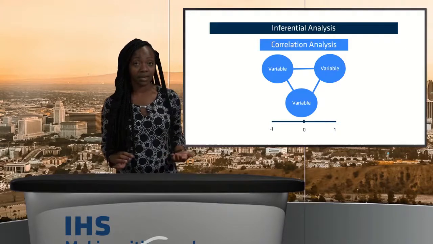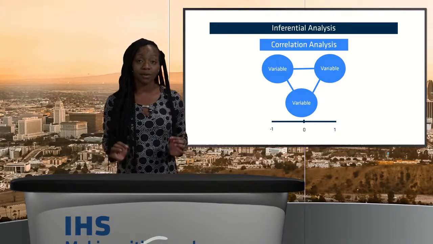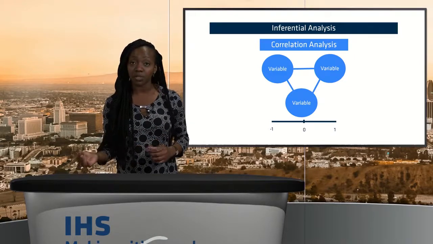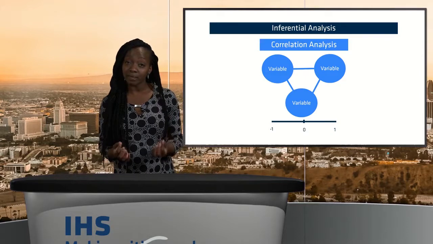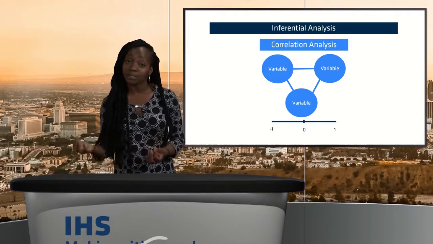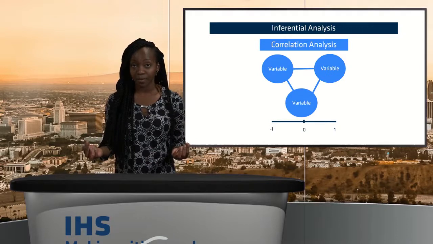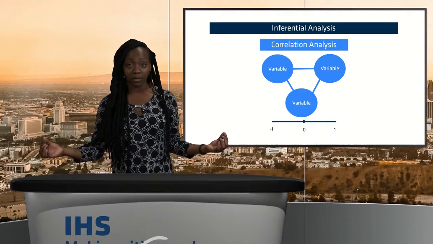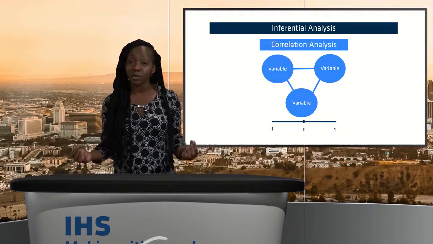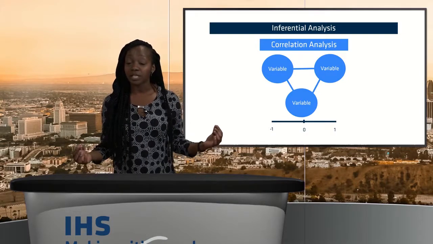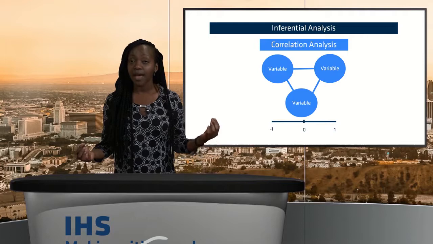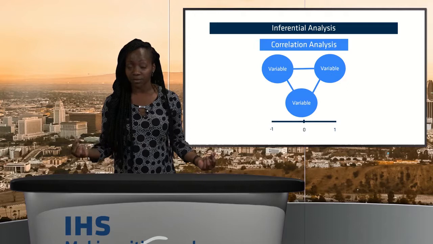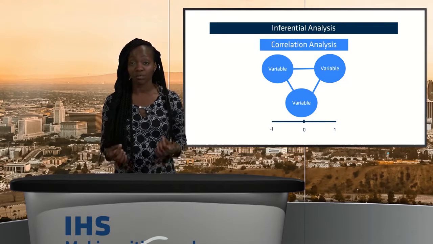Consider the image here. A correlation test informs us about the strength between two variables. This could be between two dependent variables, two independent variables, or between a dependent and an independent variable. The correlation coefficient ranges from -1 to +1, where values closer to -1 imply a strong negative correlation, and values closer to 1 imply a strong positive correlation. 0 implies no correlation between variables.